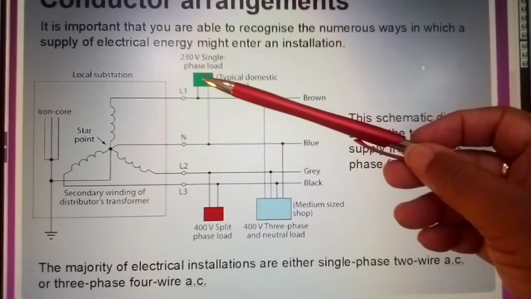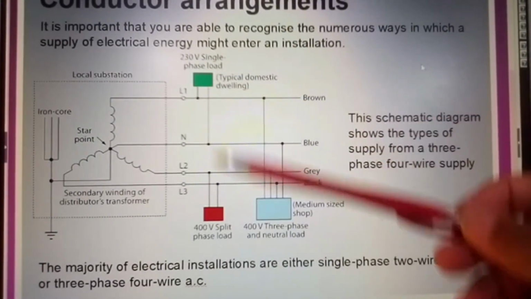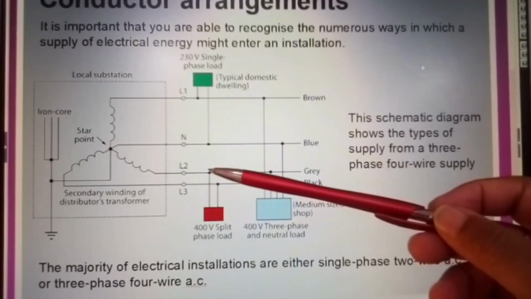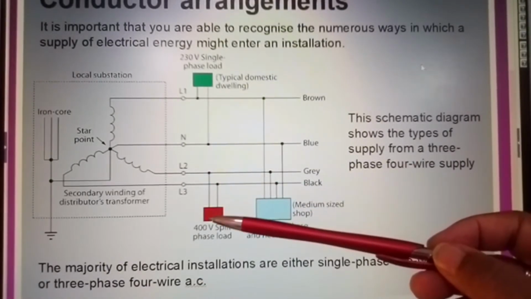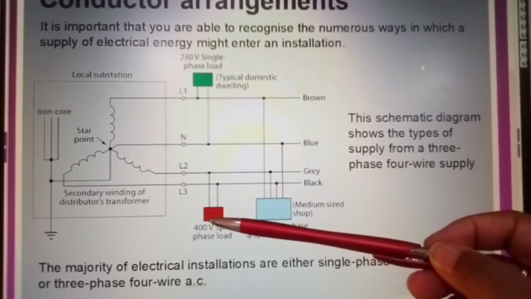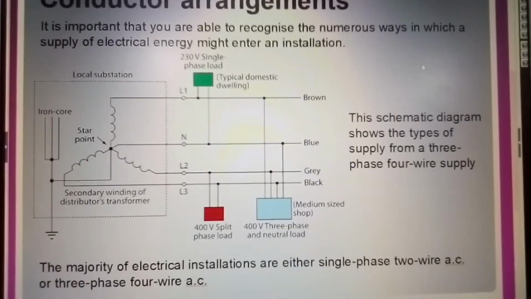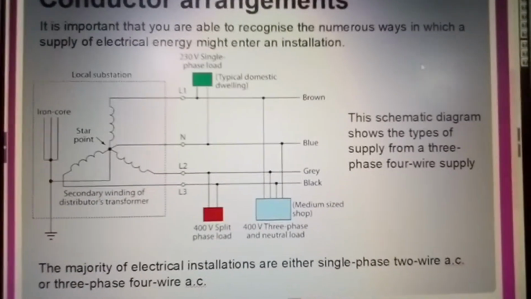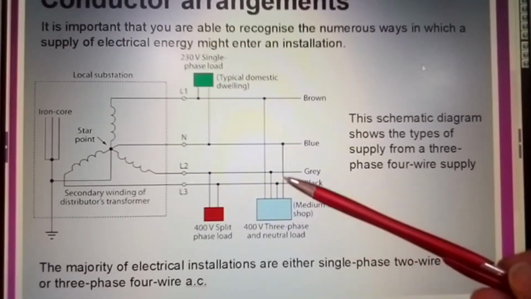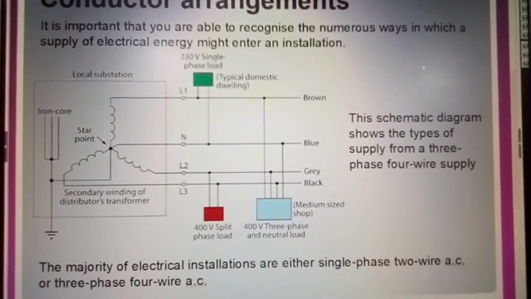Here they're simply showing you the domestic one-off, and you may have a 400 volt supply coming to your commercial enterprise, a medium-sized shop, but you'll have three-phase and neutral.